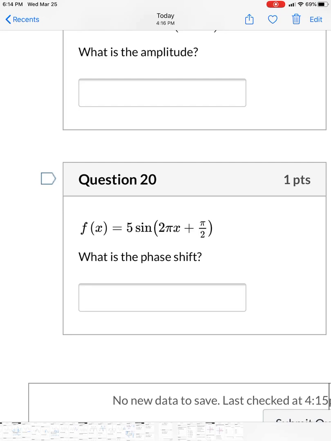And then number 20, phase shift. Okay, so we got a plus sign. So that means our phase shift is negative. And C is pi over 2. And B is 2 pi. So we're going to have pi over 2 over 2 pi. And then multiply by the reciprocal and simplify. So I'll just leave that one for you to do.